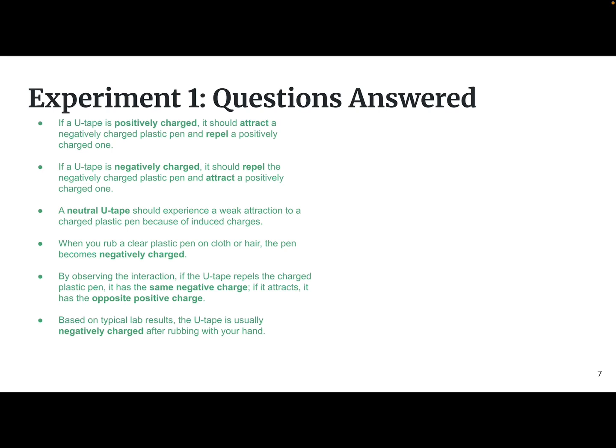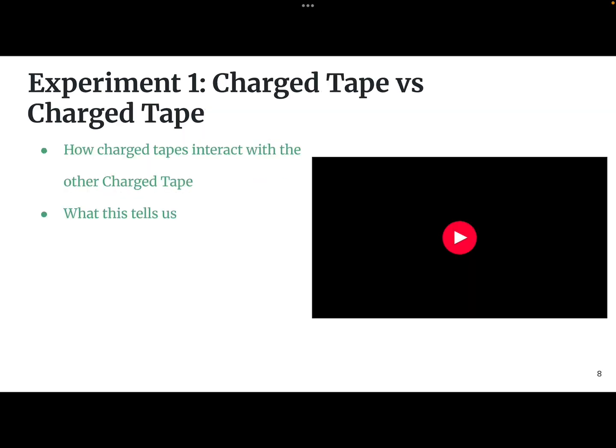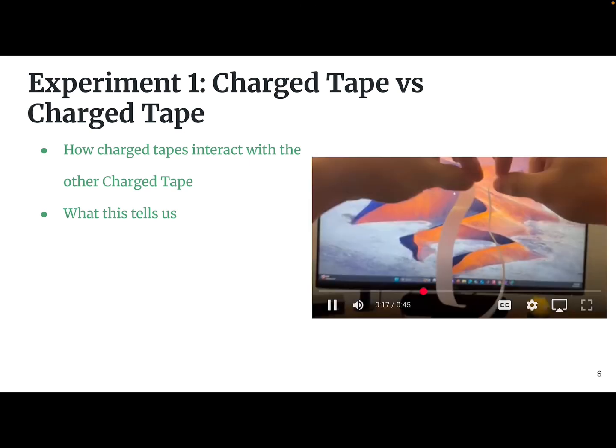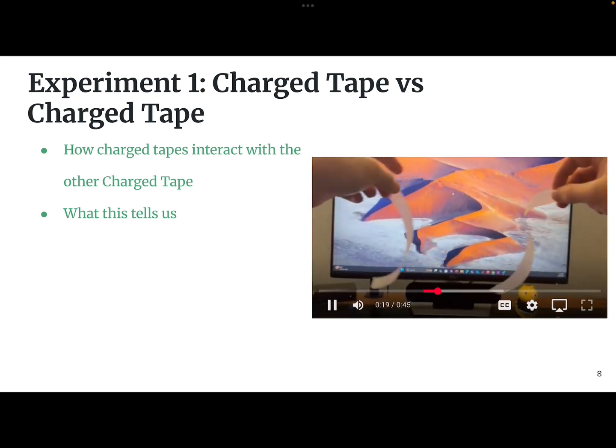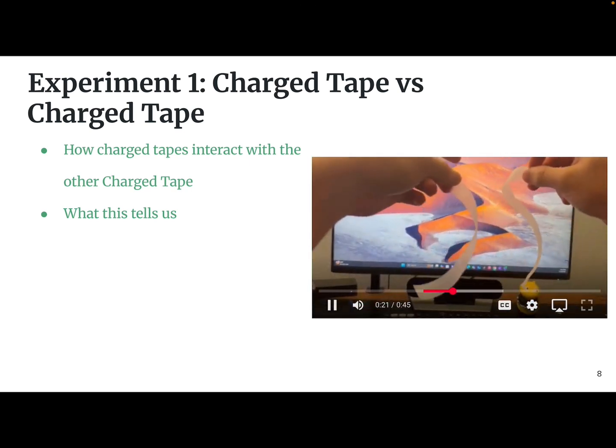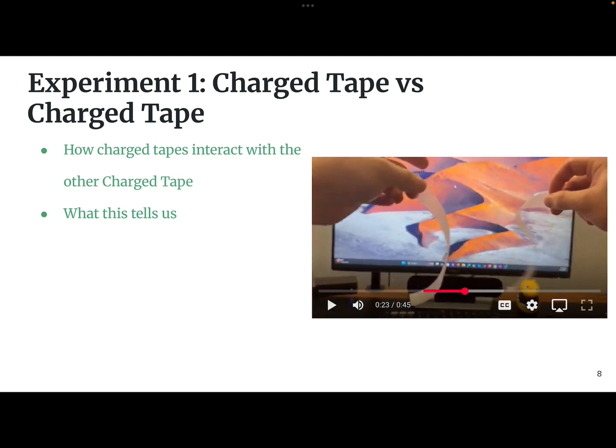When you rub a plastic pen on hair, it should become negatively charged. By observing the interactions, if the tape repels the charged plastic pen, it has the same negative charge, and if it attracts, it is positively charged, the opposite charge. Based on typical lab results, the tape is usually negatively charged. And here's tape with tape. As you can see, they were both repelling one another, meaning they are the same sign throughout the experiment.